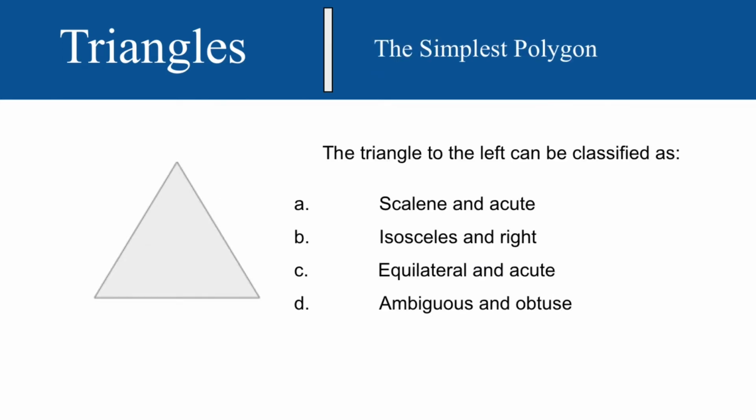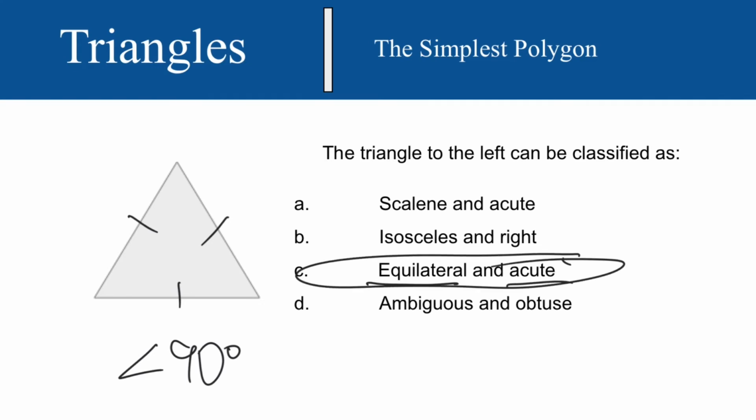Feel free to pause the video. We're going to practice what we just learned. By looking at this triangle, how can we classify this triangle? So we can tell that each side has the same length. Therefore, this is an equilateral triangle. And since all the angles are less than 90 degrees, it is also acute. So this will be the best choice for our question.